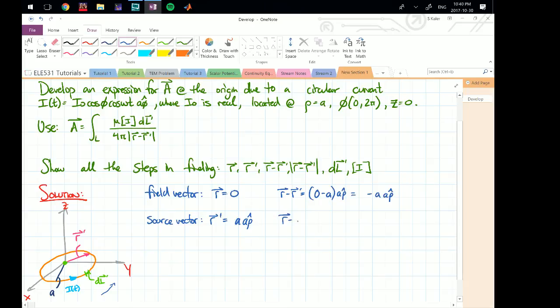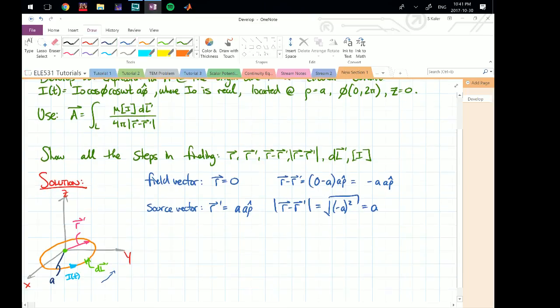Now the magnitude of that, which is used, you can see directly in that equation above for the vector potential, is simply going to be the square root of the sum of the squares of every component. That's quite the mouthful, but really all you're doing is you're taking every component in the vector r minus r prime, you're squaring it, adding all the results of them together, and then taking the square root. There's only one component, so we get lucky in this case, so it's minus a squared under the root, which is simply a. Simple enough.